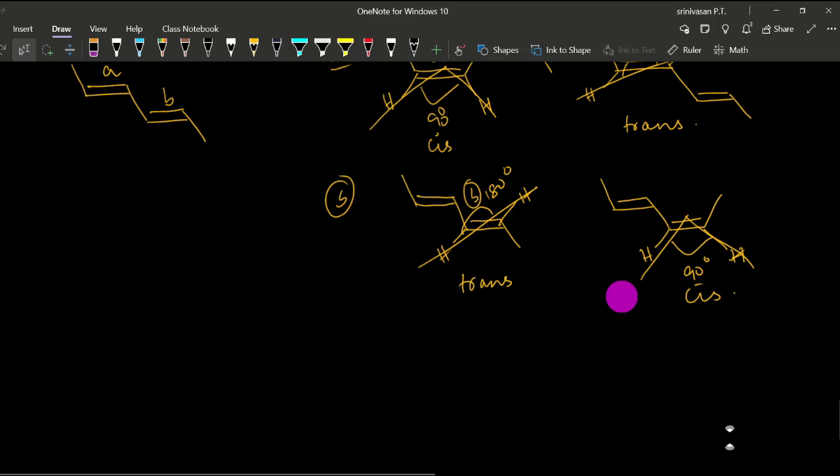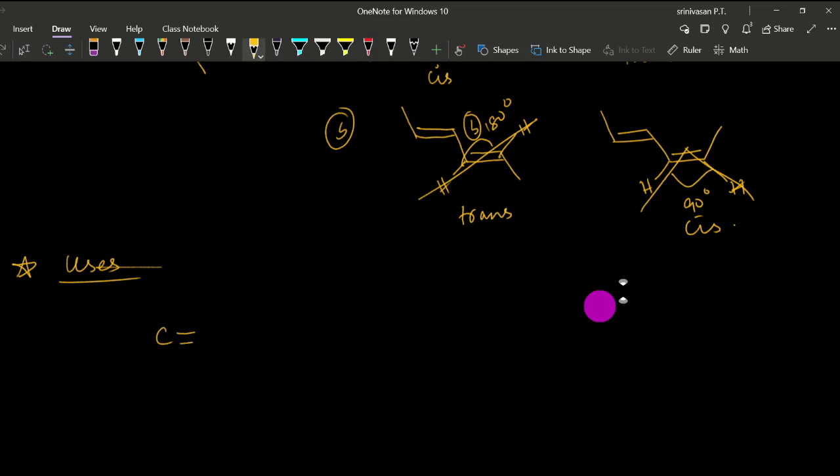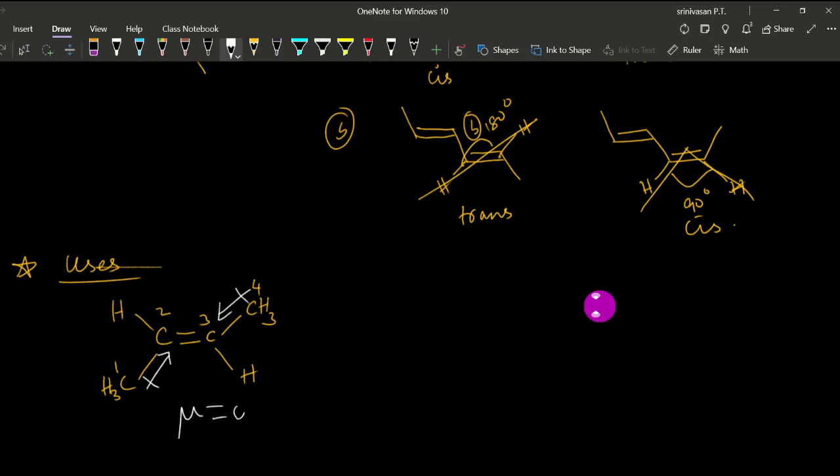And one more point in cis-trans isomerism is that there are some applications of cis-trans isomerism, that is, uses of cis-trans isomerism. What are the uses? Say for example, if you take 2-butene, CH3 H. So this is 2-butene, 1, 2, 3, 4. Now this methyl group will show an inductive effect like this, and the other methyl group will show an inductive effect like this. These two are equal and opposite to each other. Therefore, the net dipole moment of this compound will be zero.